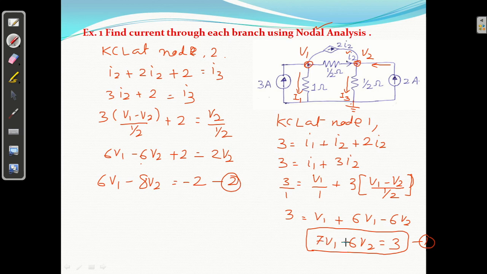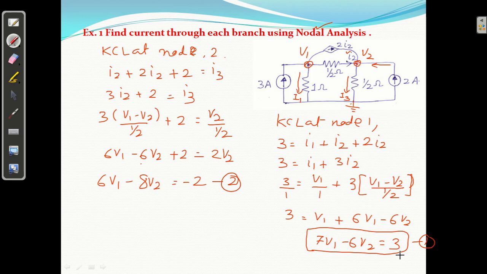We have two equations, 1 and 2, and two unknowns. With the help of a calculator, we will find V1 and V2. First press mode, again mode, again mode. You will see the equation option, that is 1. Press 1. How many unknowns are there? 2, V1 and V2, so press 2. It shows A1. What is the value of A1? 7. Press equal, you get B1, which is minus 6. Press equal, you get C1, which is 3.